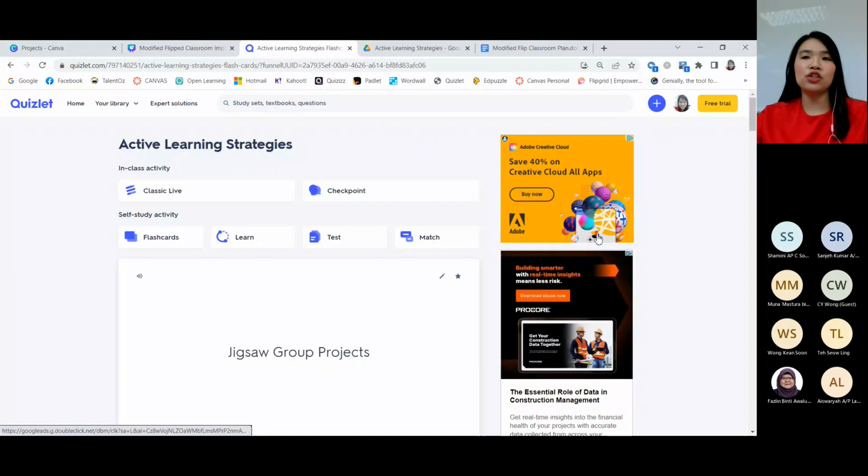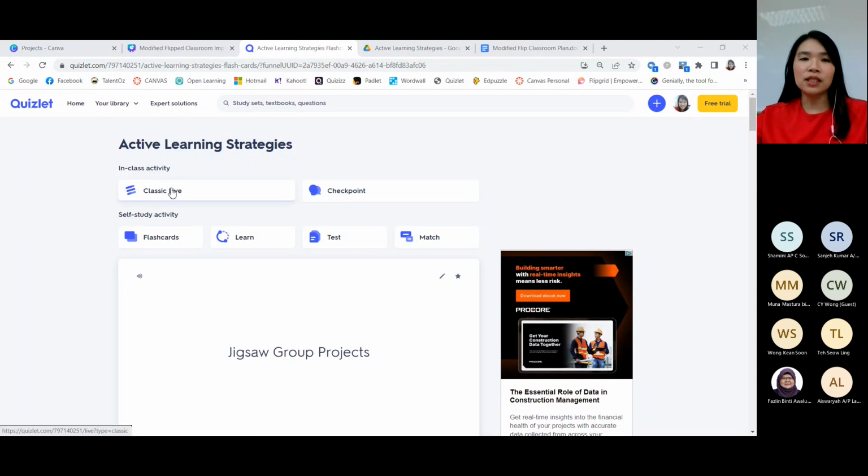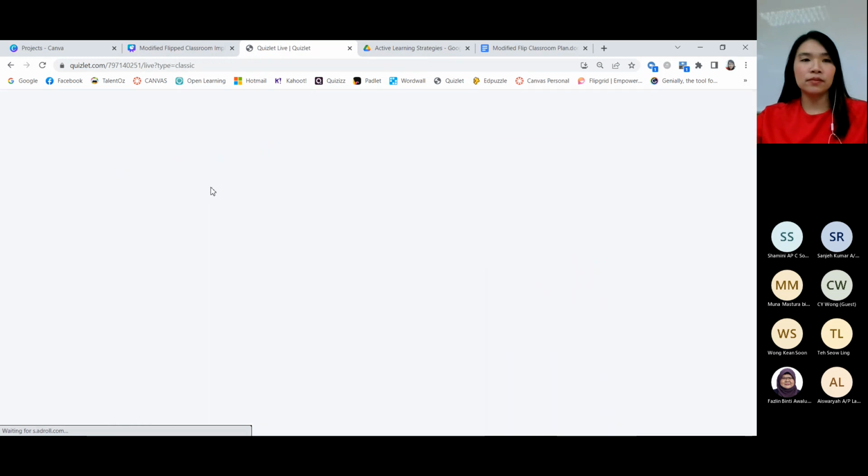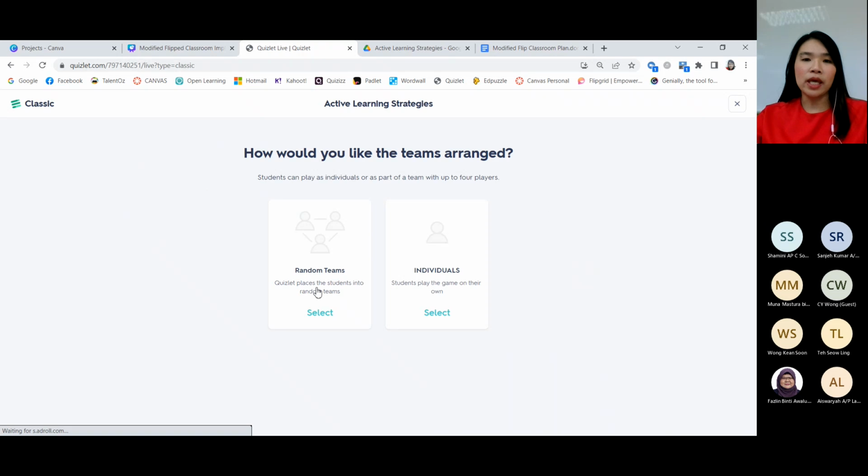So this is a teacher's account. What you want to do is click on Classic Live. Then you have these two options, random teams and individuals. If you are doing it online, like what we are doing now, we will choose individuals. However, if students are in physical classes, I think they will enjoy random teams.